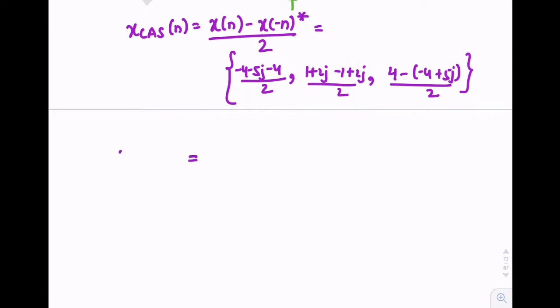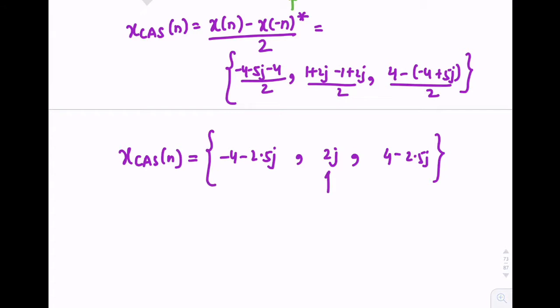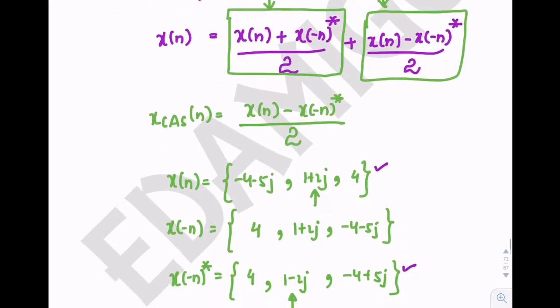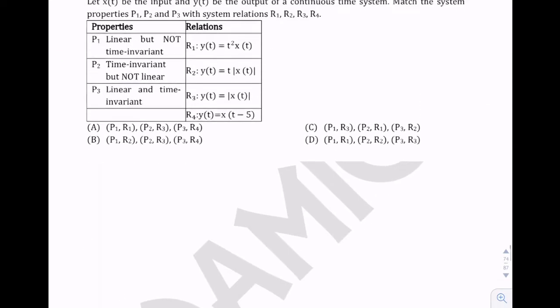So by solving this, we can see that xcasn will be equal to minus 4 minus 2.5j, 2j, 2 minus 5j, sorry, not 2, it will be 4. So it is 4 minus 2.5j. Okay, so this will be the answer, that is xcas will be equal to minus 4 minus 2.5j, second term 2j, and third term 4 minus 2.5j. So A will be the correct answer according to the solution. Okay, so we have solved this question. Now let's move to the next question.